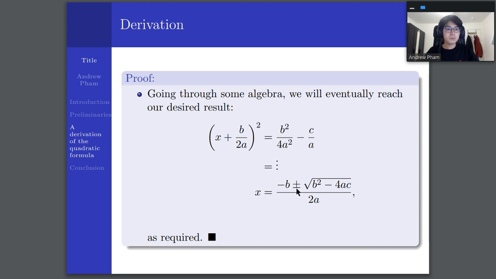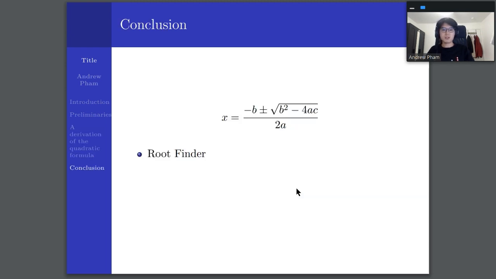So now we have our results. What can we do with it? Is it simply just a root finder? Can we not do anything else with it? The answer is no, we can do more with it. Not only is it a root finder, but it's also a root classifier.